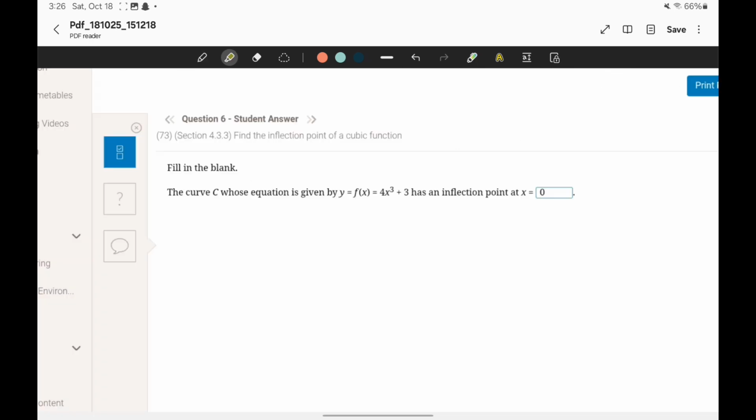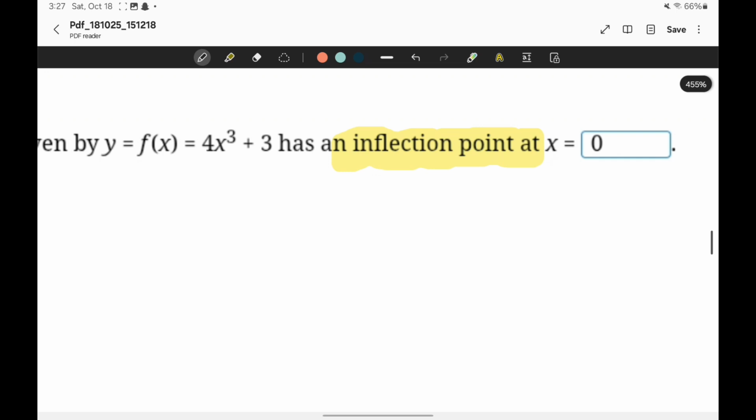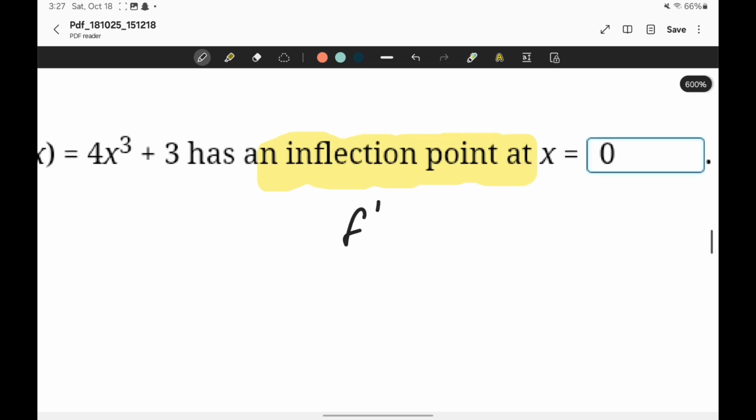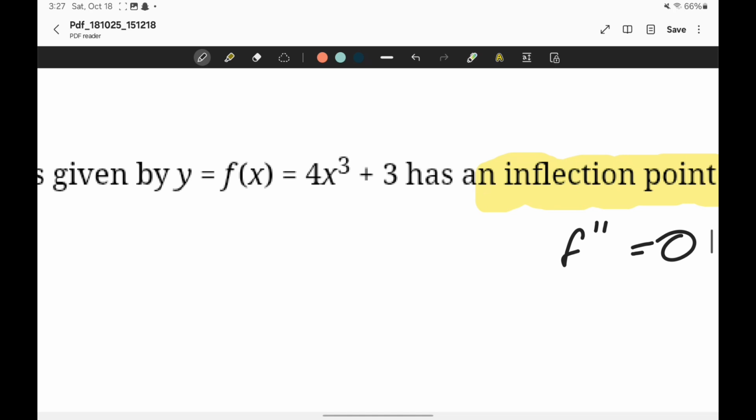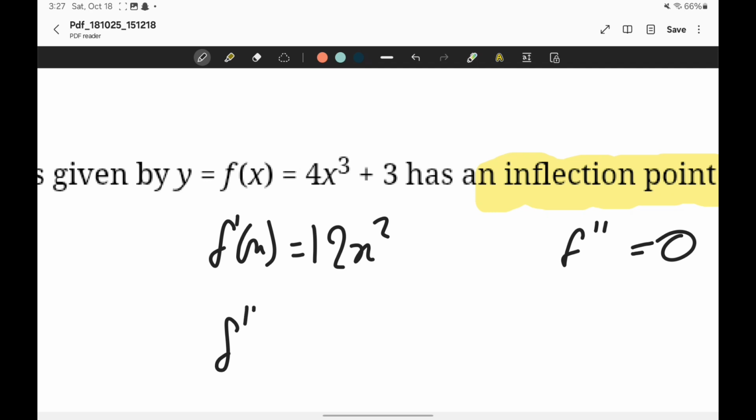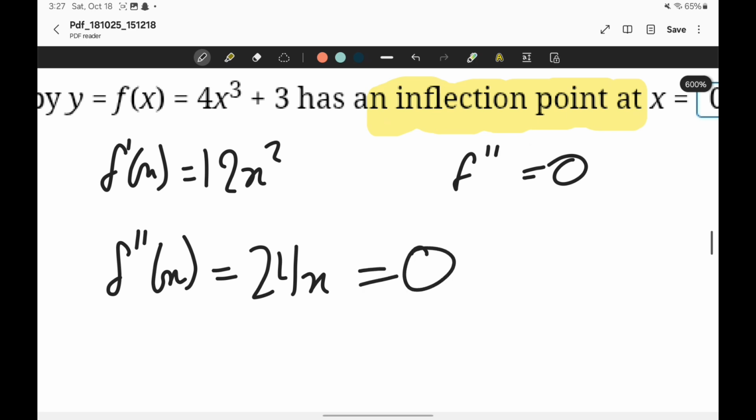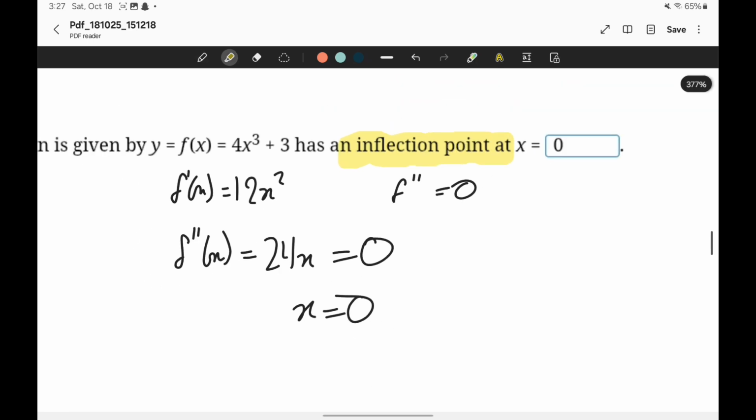Number 6, the curve C, whose equation is given by this function, has an inflection point at x is what? When they want inflection point, this means that they want f prime prime equals 0, okay? So f prime of x is going to be 12x squared, and f prime prime of x is 24x. Okay, we put 24x equals 0, so that means you get x is 0. That's your answer.